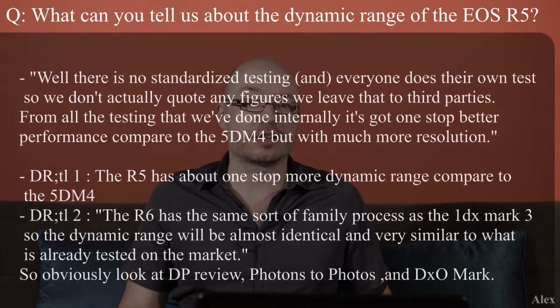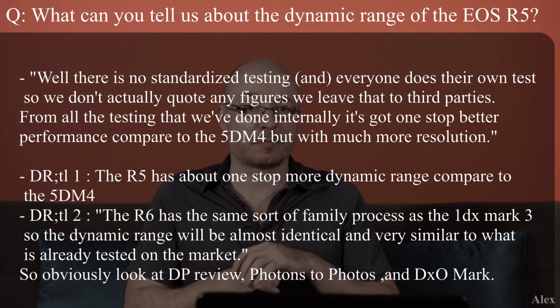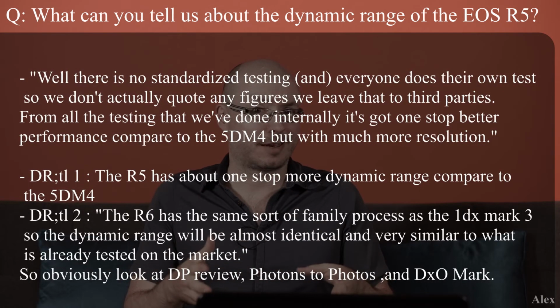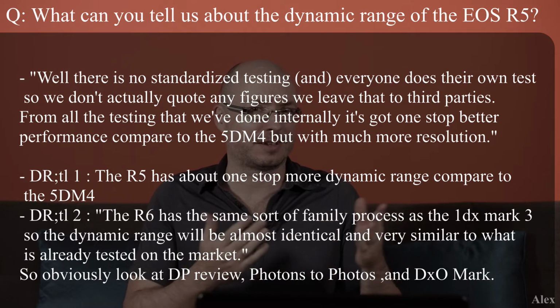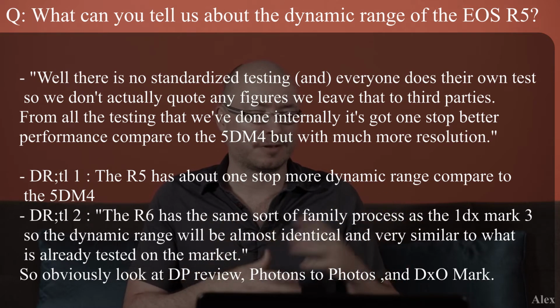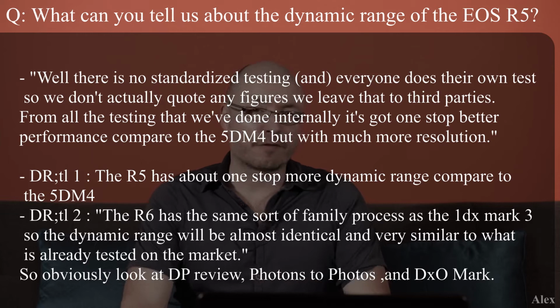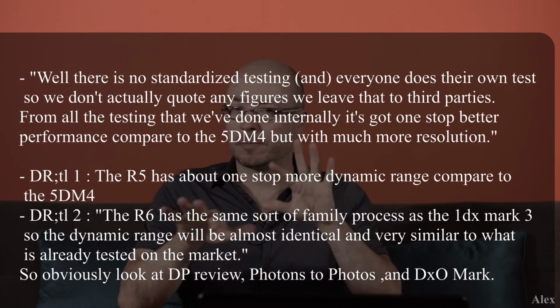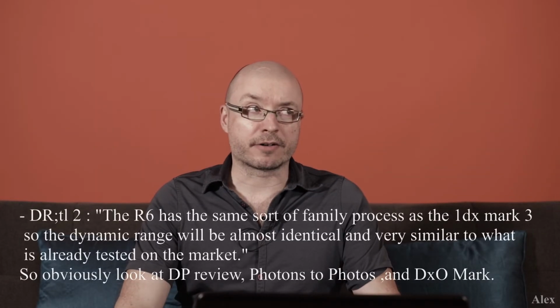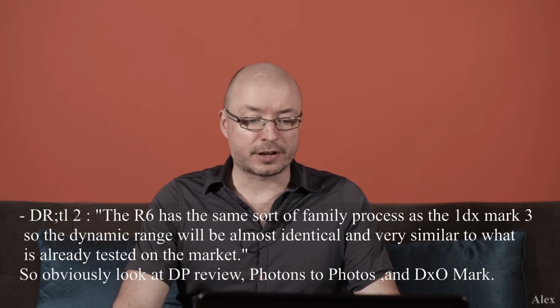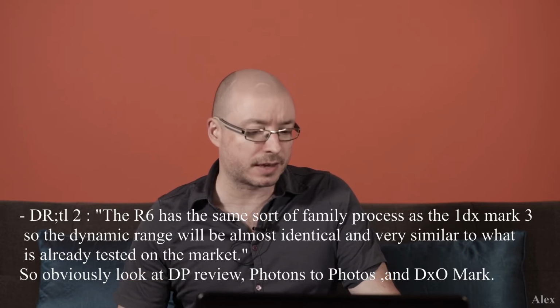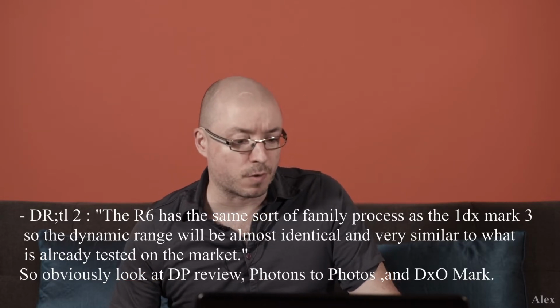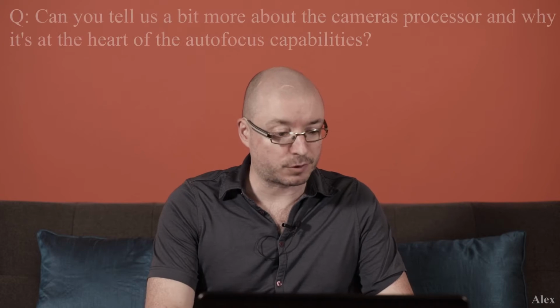Canon does not officially give numbers, starting today, I guess, because I think I saw something in the other marketing material. But basically, the R5 has about 1 more stop of dynamic range compared to the 5D Mark IV, more or less. And for the R6, the dynamic range will be about the same compared to the 1DX Mark III.